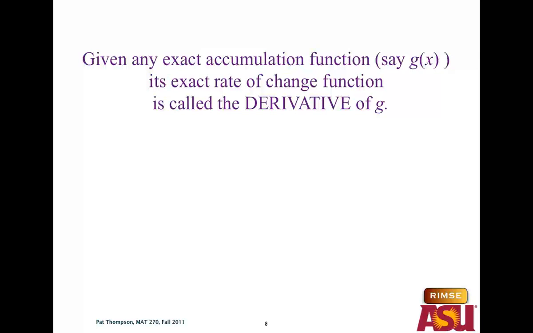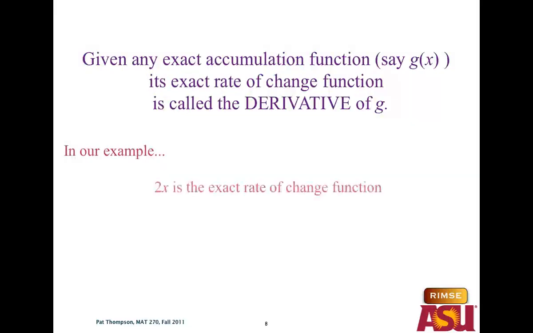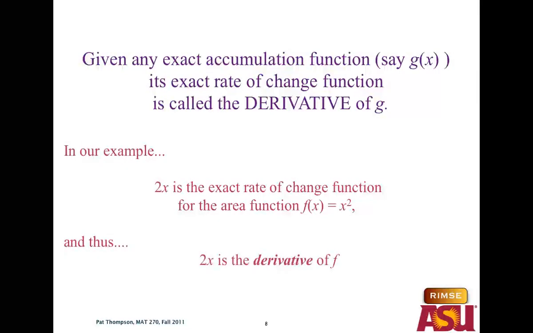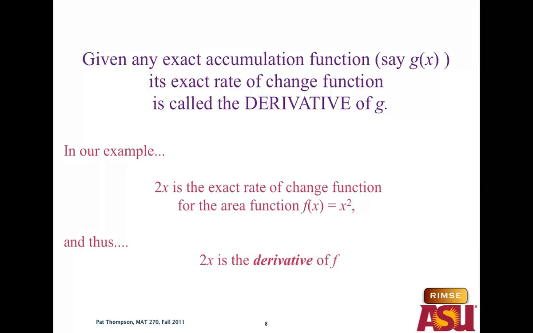So for our example, 2x was our exact rate of change function, right? And that was for the area function of x squared, f. And so therefore 2x is the derivative of f. So what is the derivative? It's the exact rate of change function given its accumulation function. We derive the exact rate of change from the exact accumulation.